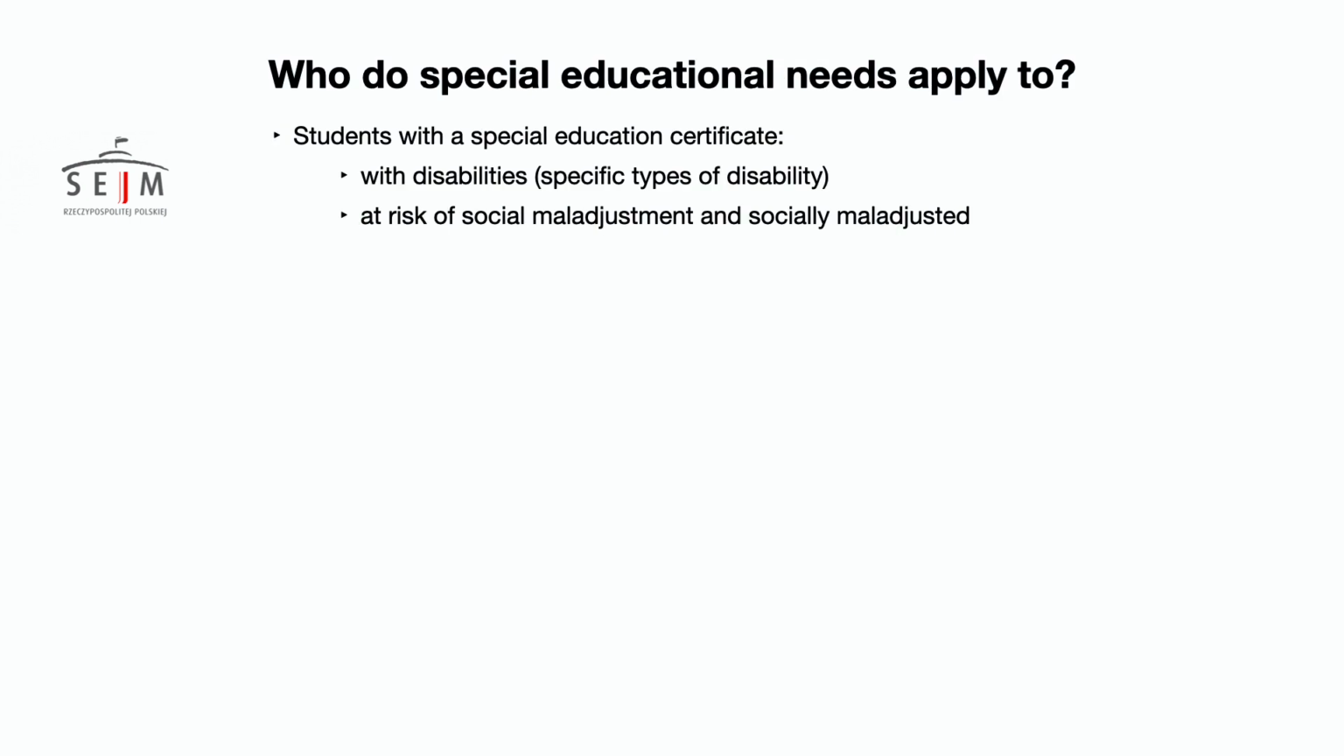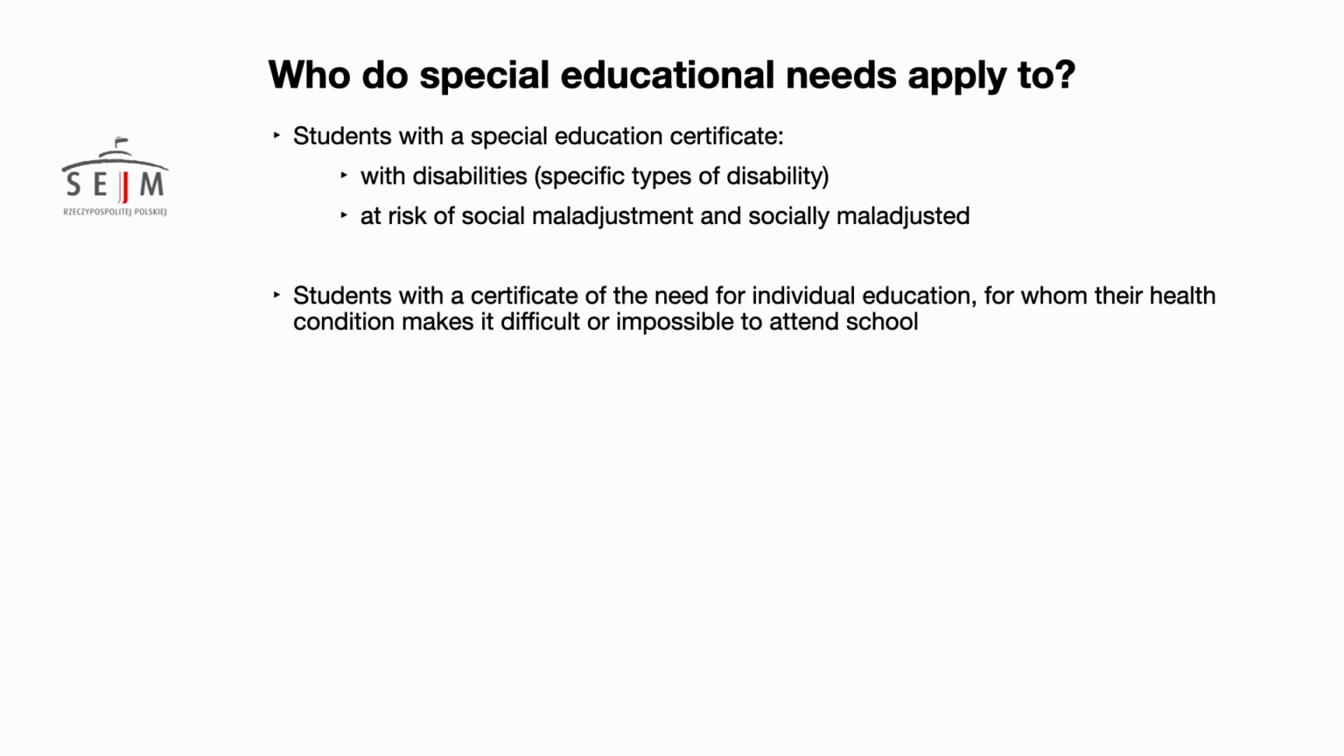Who are considered students with special educational needs in Polish law? The first group are students with a special education certificate. A special education certificate is delivered to students with disabilities and students at risk of social maladjustment and socially maladjusted. The second group are students with a certificate recommending individual learning paths whose health condition makes it difficult or impossible to attend school.